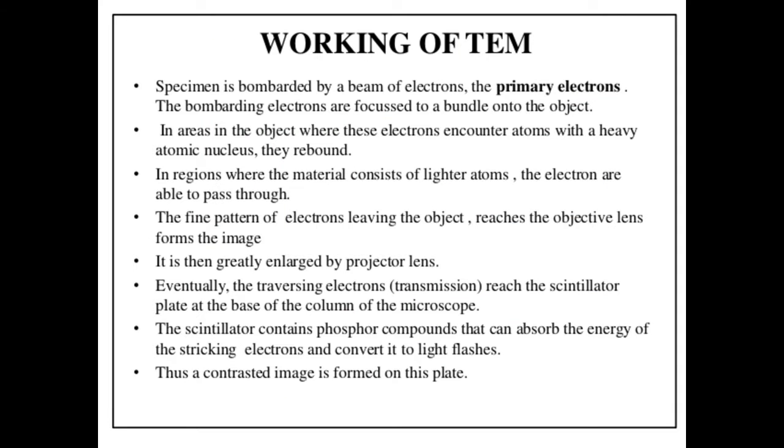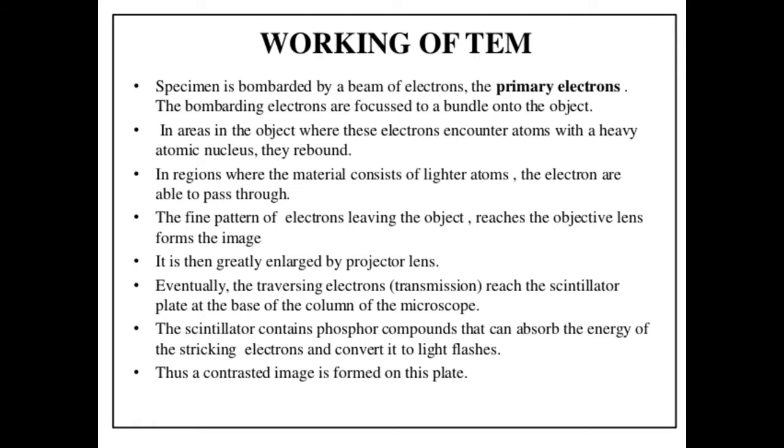Now, we will see about the working of a TEM. We know the specimen is bombarded by a beam of electrons, which are primary electrons. The bombarding electrons are focused to a bundle onto the object. In areas in the object where these electrons encounter atoms with a heavy atomic nucleus, they rebound. In regions where the material consists of lighter atoms, the electrons are able to pass through.